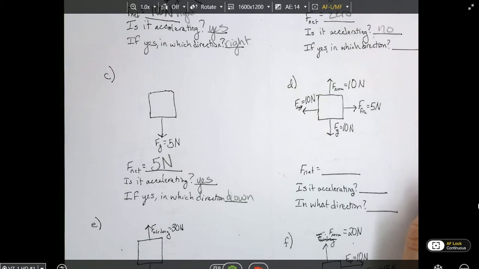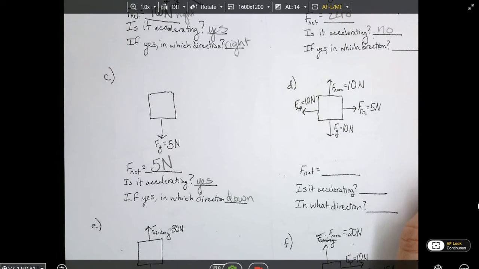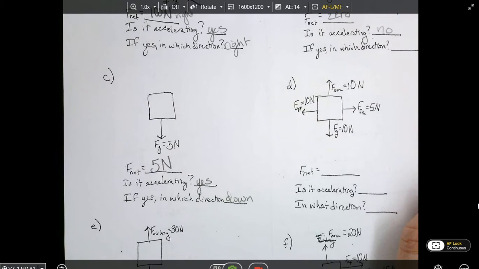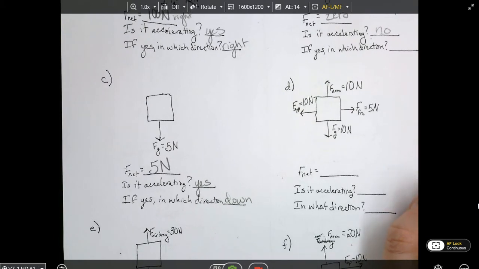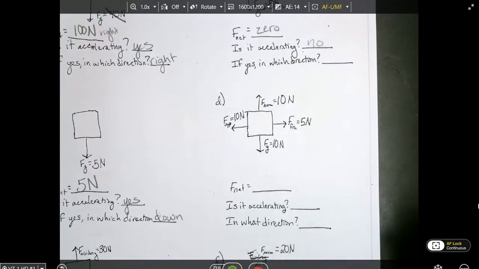I was surprised, but I get it. Letter C really was one that tripped people up. But again, the reason is that this is something that's falling. If you dropped a Chromebook, it might have a force of gravity of 5 newtons, and it's accelerating downward. Let's look at the next one.